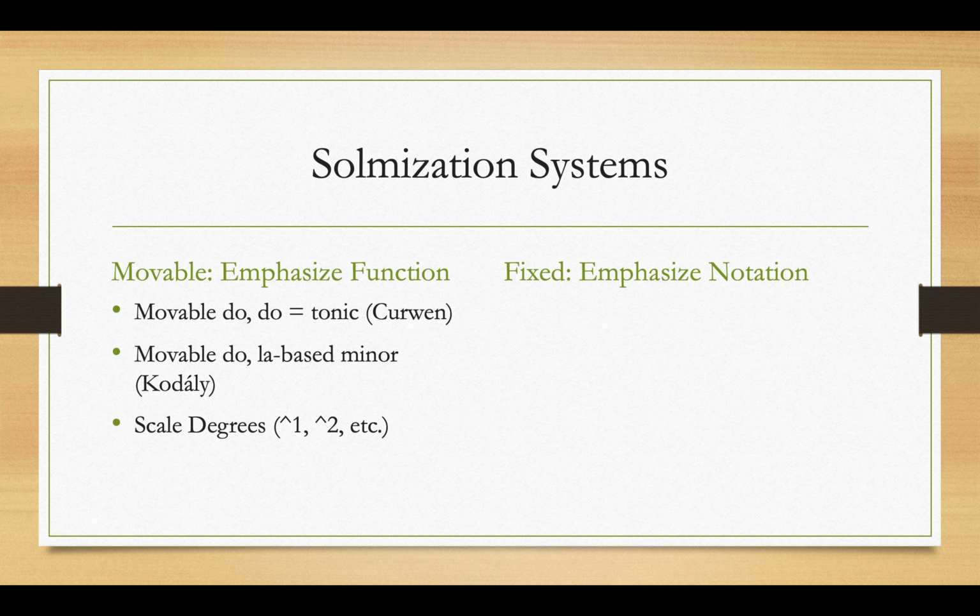There are two common fixed systems. These emphasize notation. In fixed do, C is always do, D is always re, E is always mi, etc. So it doesn't matter whether you are in C major or G major or F major, C will always equal do. Another alternative is to call the different notes by their English letter names, A, B, C, D, E, F, or G. Most of the time, if you are going to sing on this system, you wouldn't specify a sharp or a flat, though some prefer to do so.